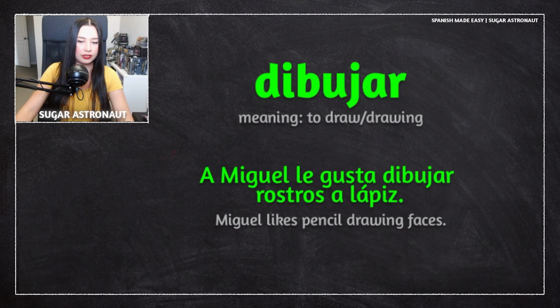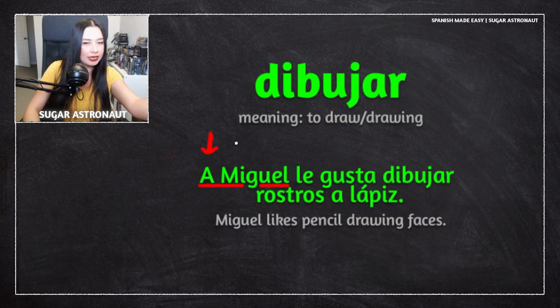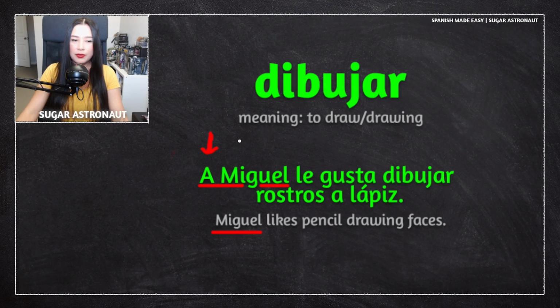But let's break this down so you understand how this sentence works. Okay. A Miguel. Something very common in Spanish is to have this when talking about someone and you want to say that that person is doing something, or in this case, likes doing something. A Miguel, a ti, a usted, a María, a ella, a él. Okay, so remember that it's like saying to Miguel, right? To Miguel, but you're just saying that that person likes doing something, right? A Miguel. Because if you don't have a, Miguel le gusta dibujar rostros a lápiz, that sounds incomplete. You need a él, a ella, a Miguel. Okay, so that's something really important to notice.